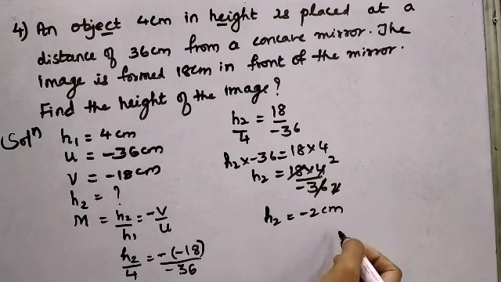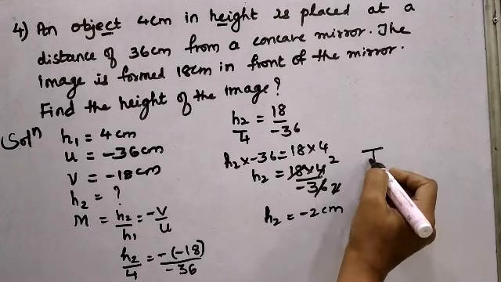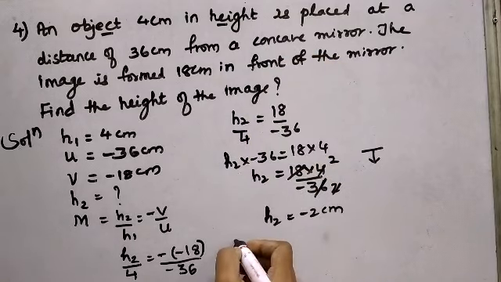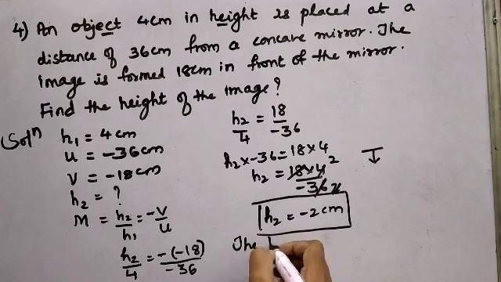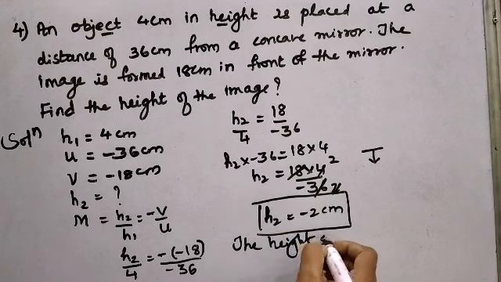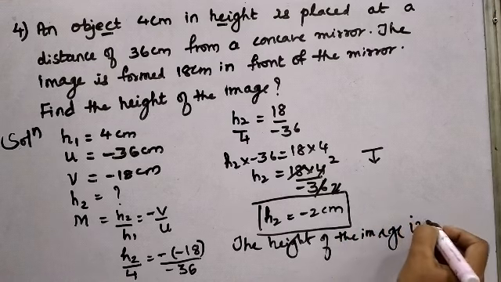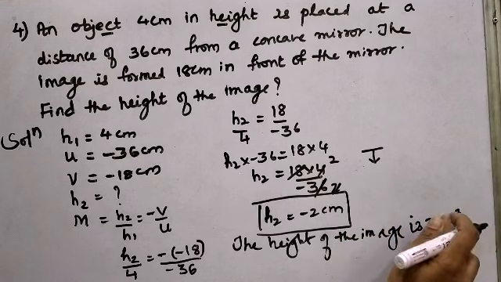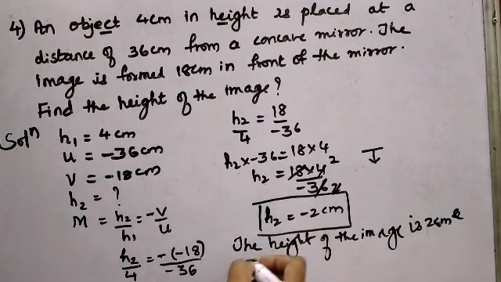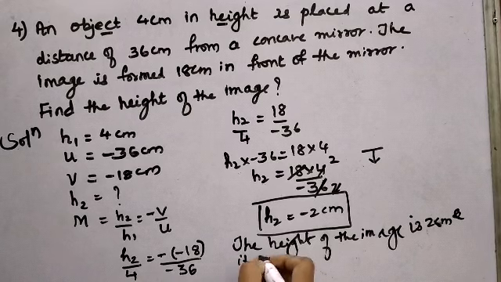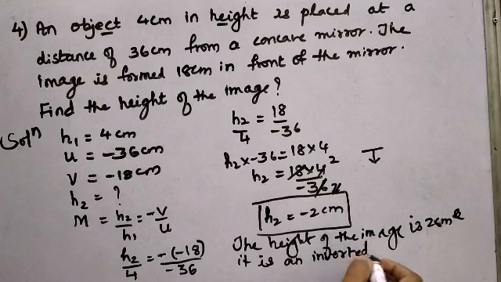So the height of the image will be 2 centimeters. And the negative sign indicates that the image is formed below the principal axis. Let me highlight the answer. The height of the image is 2 centimeters and it is an inverted image because it is negative.